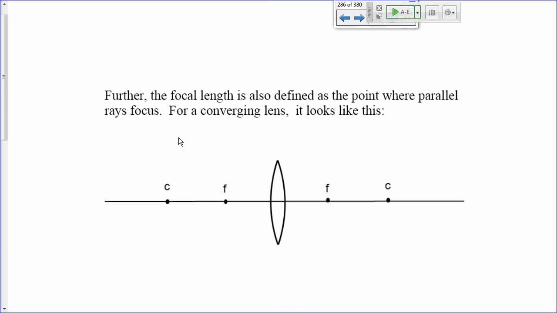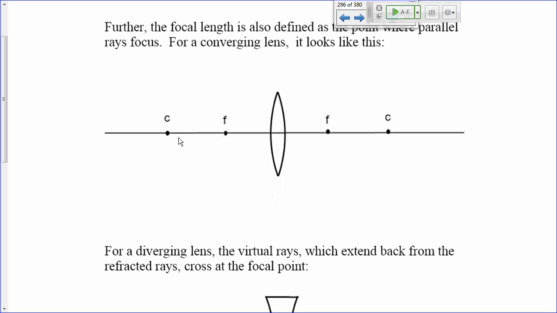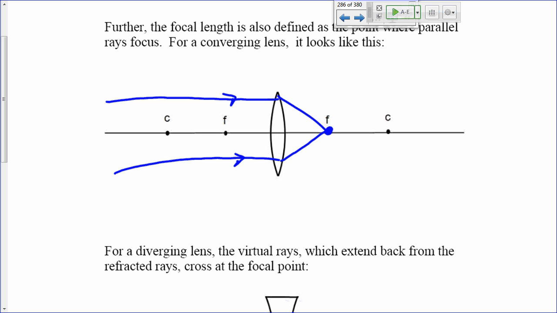All right. We can also define the focal point or the focal length based on where parallel rays focus. So if I have light rays that come in parallel to a convex lens, they're going to focus at the focal point. So we have two ways to describe the focal point, just like we did with mirrors: it's one half the center of curvature, and it's where parallel light rays focus.